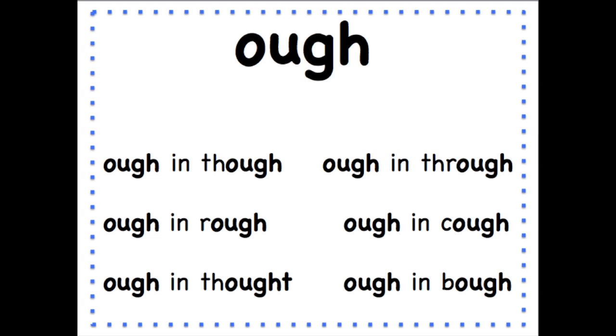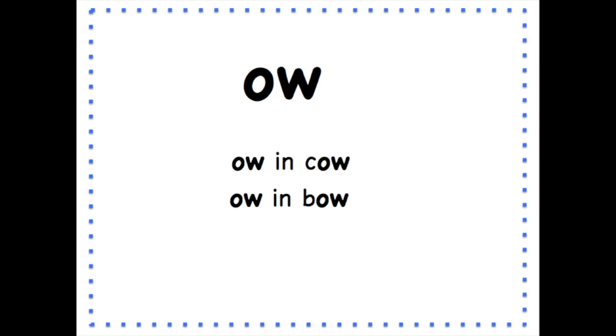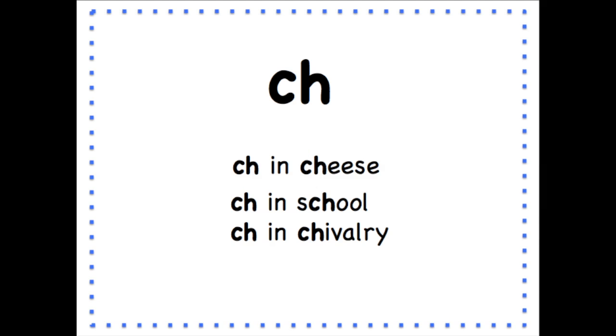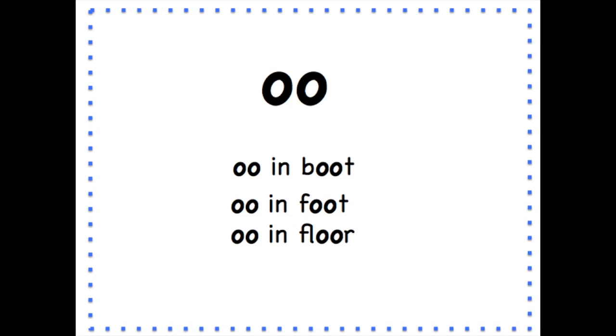O-U-G-H: oo in through, uff in rough, off in cough, aw in thought, ow in bough. T-H: th in thermometer, th in this. O-W: ow in cow, O in bow. I-E: I in pie, E in field. C-H: ch in cheese, k in school, sh in chivalry. E-A: E in eat, E in head, A in break.